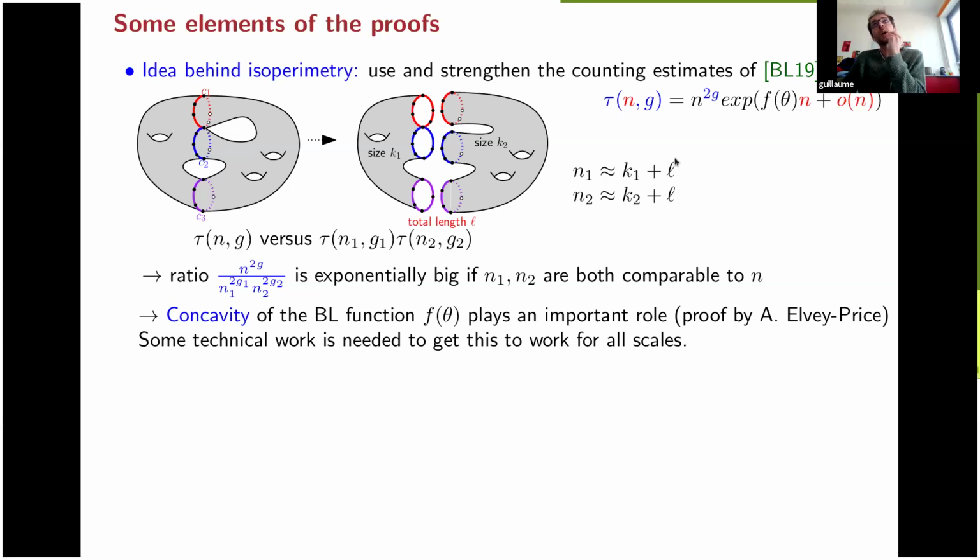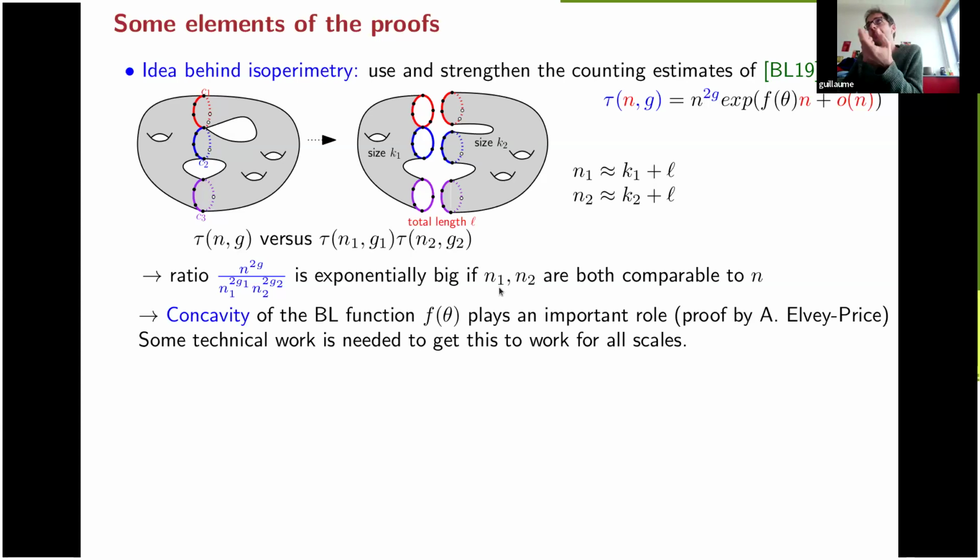And one will be essentially k1 plus something proportional to the length, because you need to retriangulate your boundary. Okay. And you want to compare this ratio, essentially this divided by this. And you see in the Budzinski-Louf estimate, something that helps you is you have something like n to the 2g. Since g is linear in n, n to the 2g is something that goes very, very fast. And so this ratio, n to the 2g divided by something where we have essentially cut things into 2 pieces, will tend to be very, very large, exponentially large, unless one of the 2 pieces is very small.